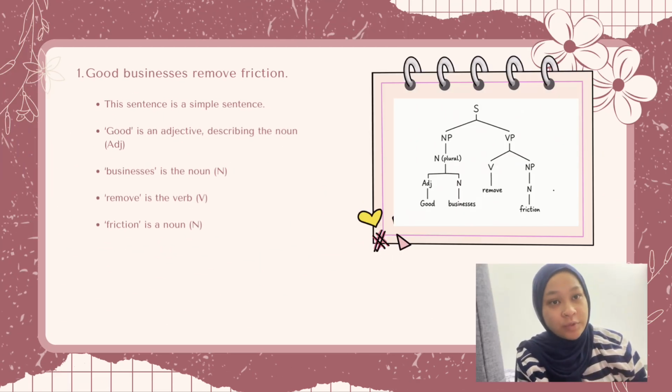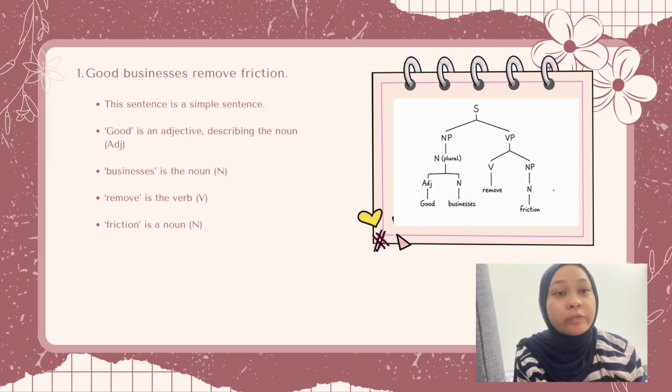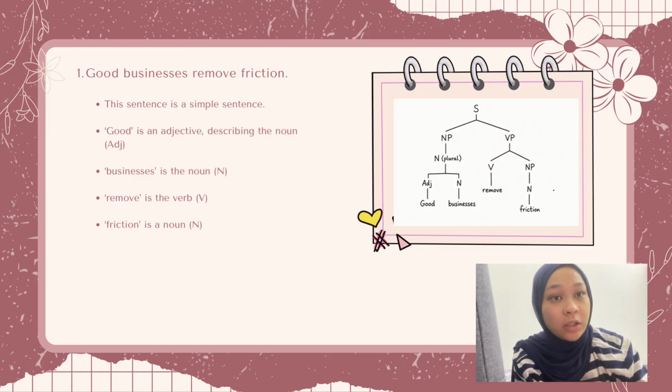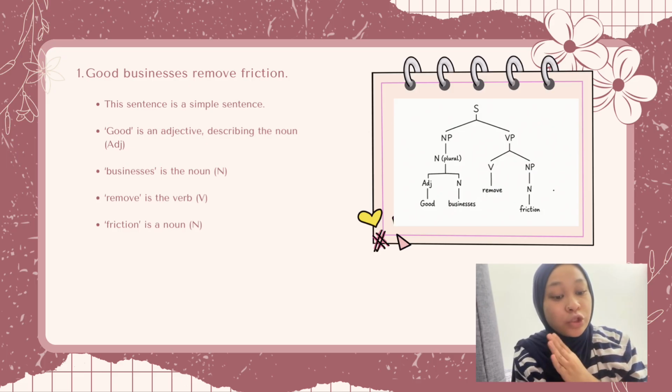The first sentence of the caption is "Good businesses remove friction." So this sentence is a simple sentence because it only contains one independent clause. The sentence contains two parts, which are the subject and also the predicate, where the subject is "good businesses" and the predicate is "remove friction."